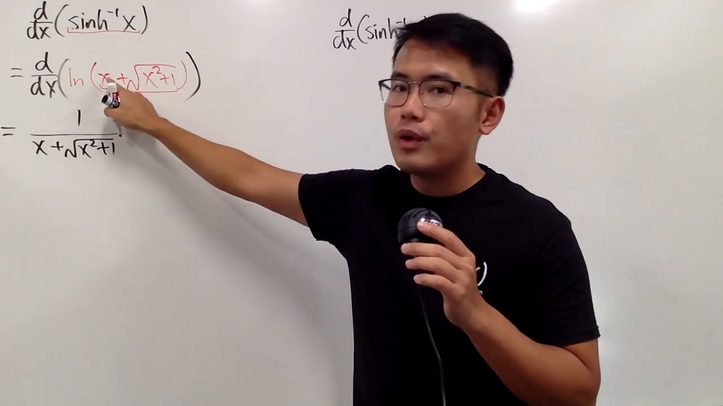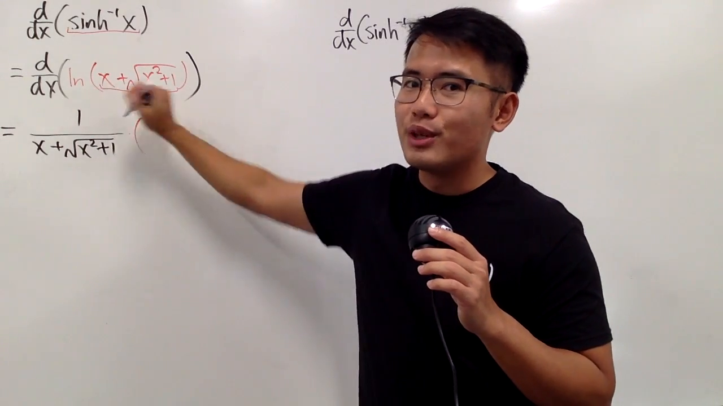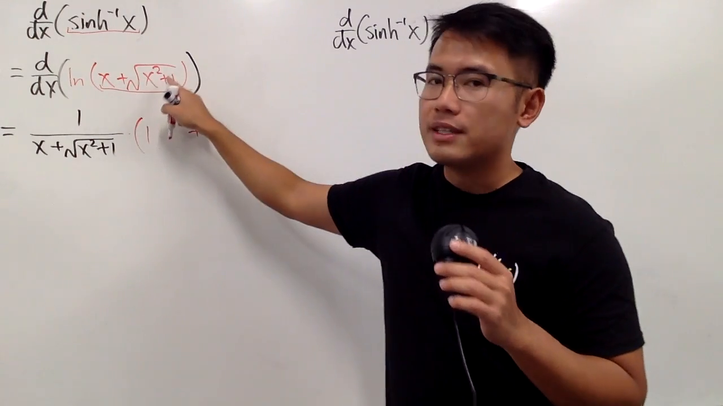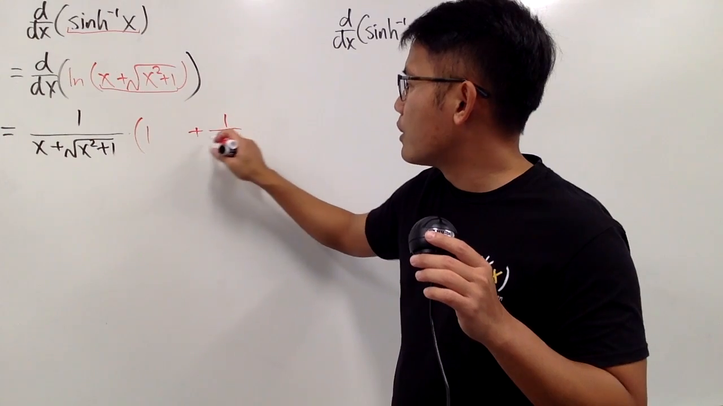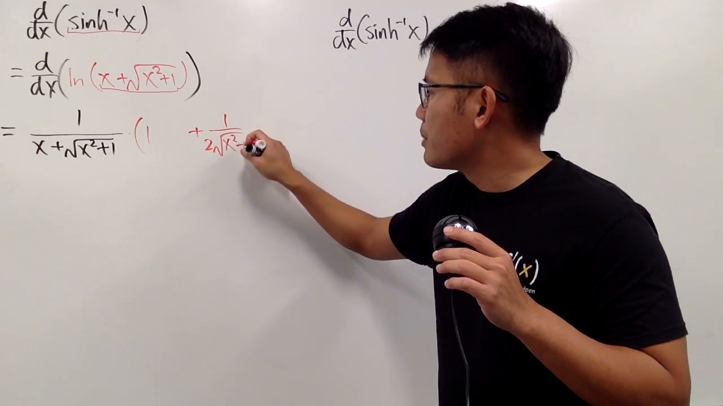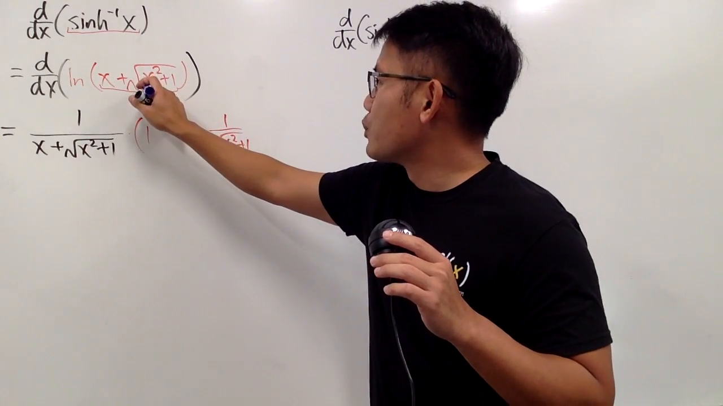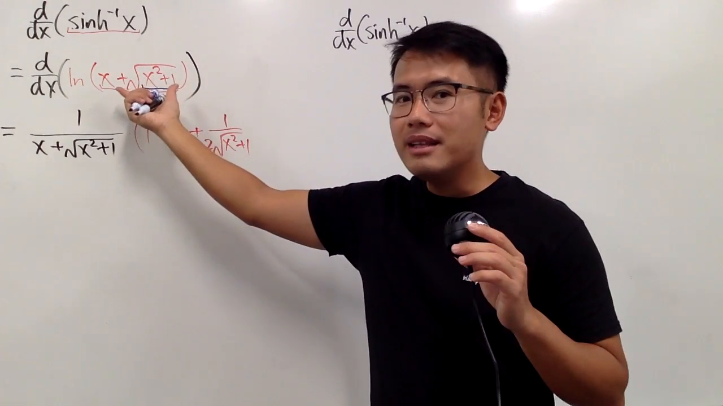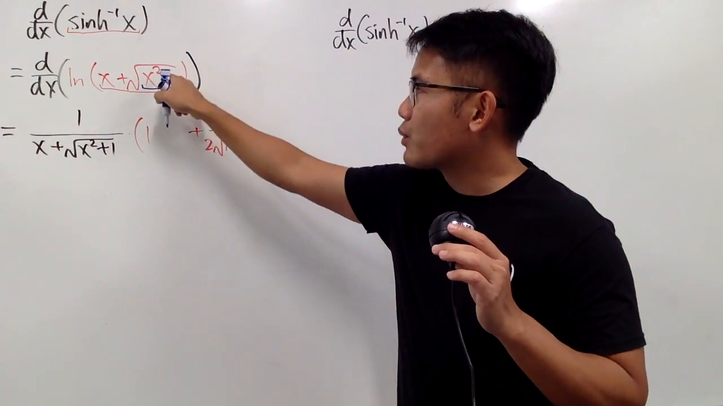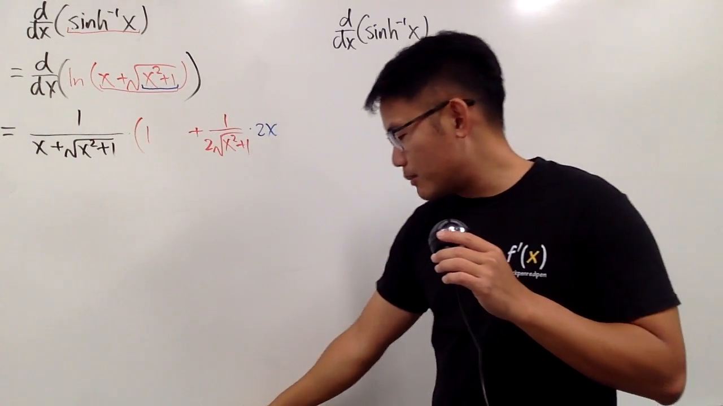So you see, we have two terms. Let's open the parentheses first. The derivative of x is just 1. And we are going to add it with the derivative of the square root function. It's going to be 1 over 2 square root, and you bring the inside down here, which is x squared plus 1. And then the chain rule says again, we have to multiply by the derivative of the inside function, and this is only for the square root part. So I'll just multiply by the derivative of x squared plus 1, which is just 2x. So I'll put down 2x right here.